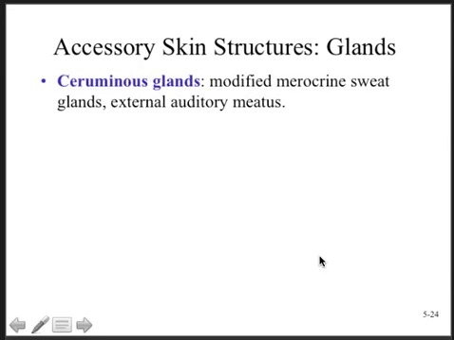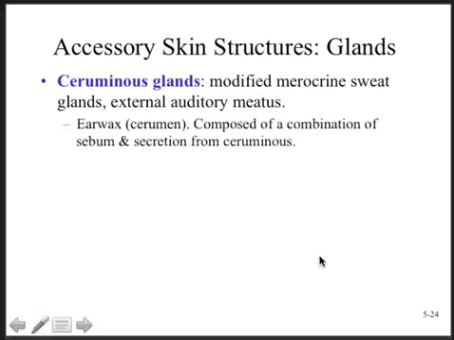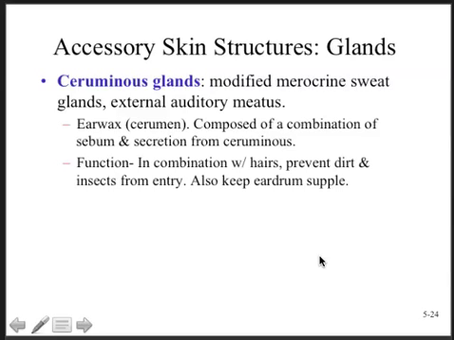Ceruminous glands are modified merocrine sweat glands that we find lining the external auditory meatus, which is basically the tunnel that leads back to the tympanic membrane, also known as the eardrum. And they secrete a product known as earwax or cerumen, which is a combination of sebum and secretions from the ceruminous glands. And what this does is, in combination with hairs, it prevents dirt and insects from entering the external auditory meatus. It keeps the eardrum supple and also retards fungal growth.